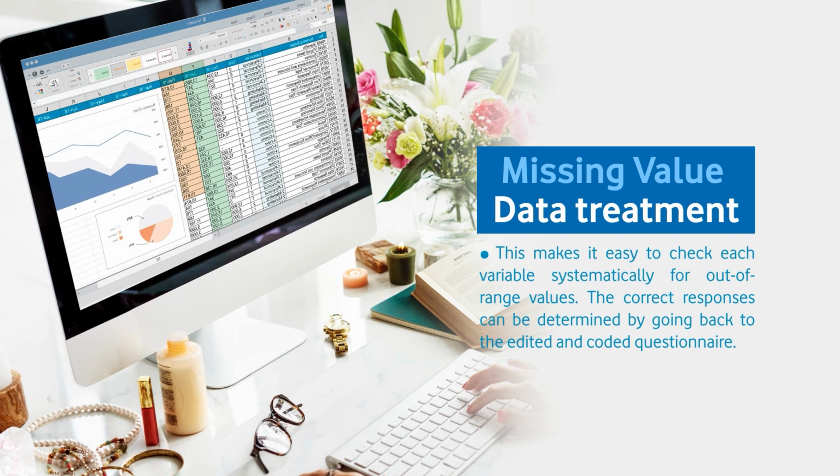The correct responses can be determined by going back to the edited, coded questionnaires, because while we were talking about editing, coding and classification, the editors take utmost care while editing, marking with various colors of pen or various marking systems, so that it is easily identified whether a response has been edited or not.